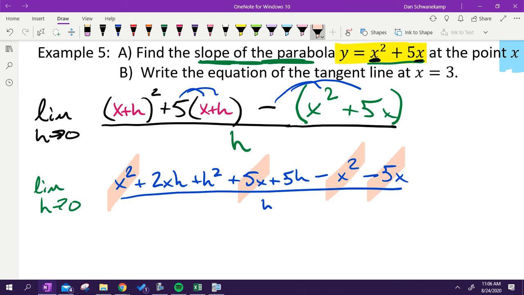5x. There's a negative 5x. Those two things are going to cancel. Anything else that can just cancel like that? Opposites? If nothing else can cancel, everything that's left should have the exact same thing. Okay, or I'm sorry, everything that's left should have an h in it.